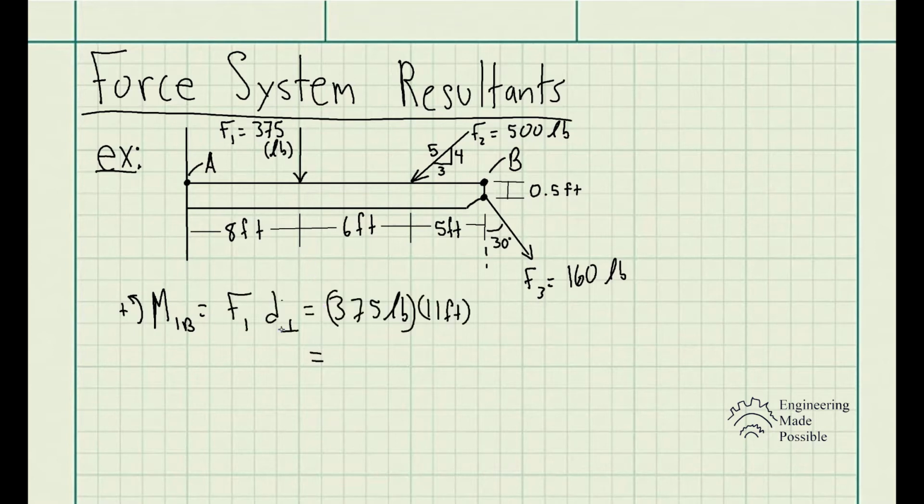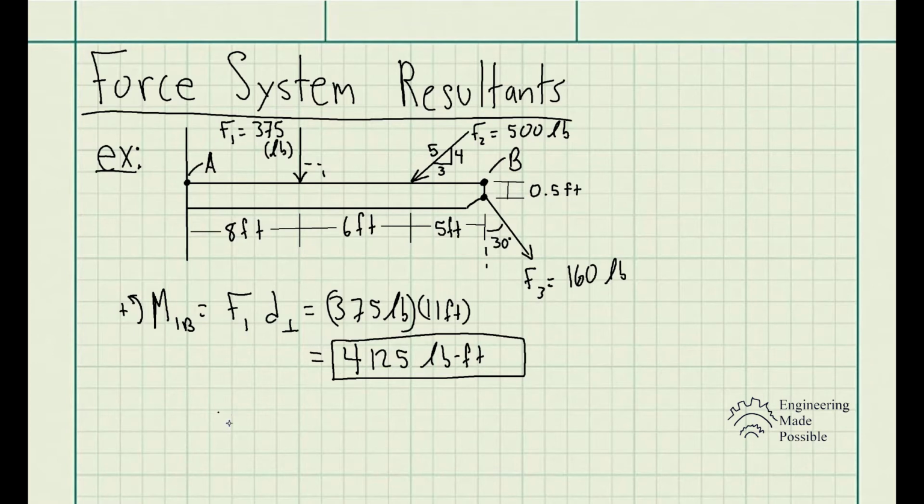So the moment is equal to a force times the distance that's perpendicular to that force. In this case, since it's along the vertical axis, this is already perpendicular to this beam. So it's 6 plus 5, so it's 375 pounds of force times 11 feet, which is 4,125 pound-feet is the moment being caused by force 1.